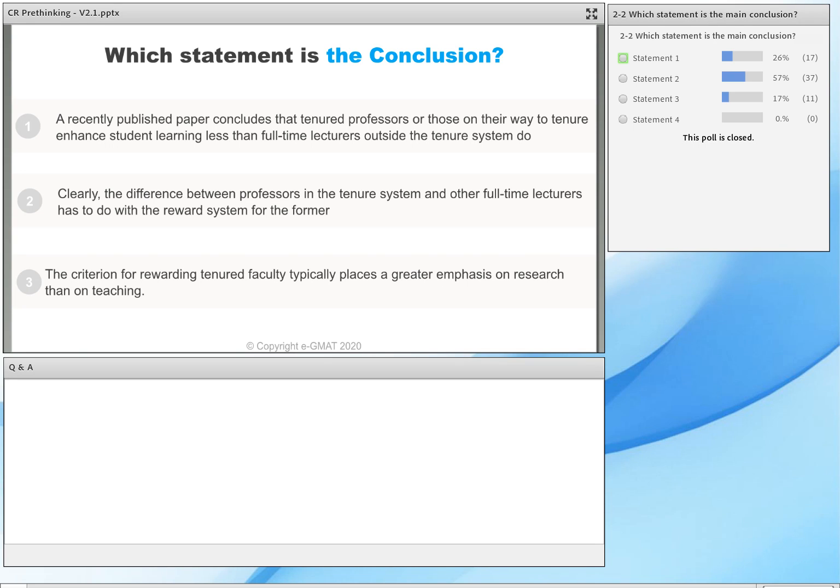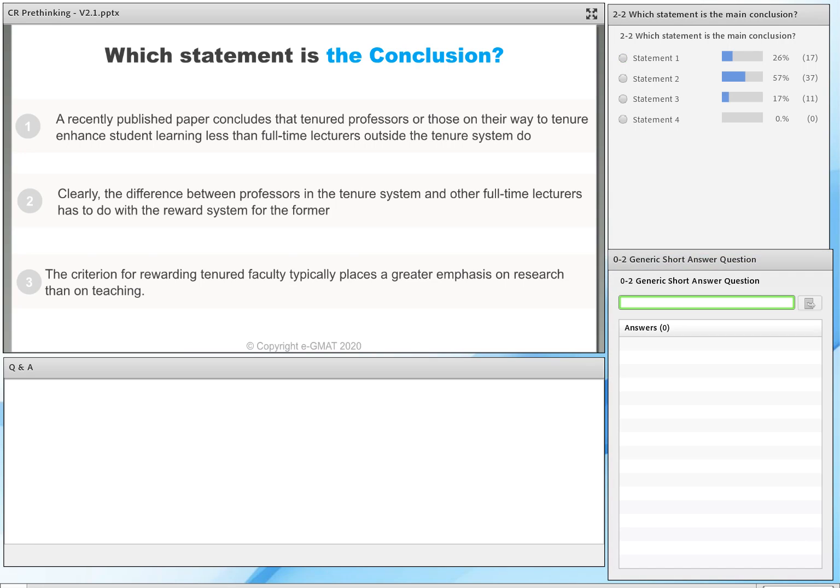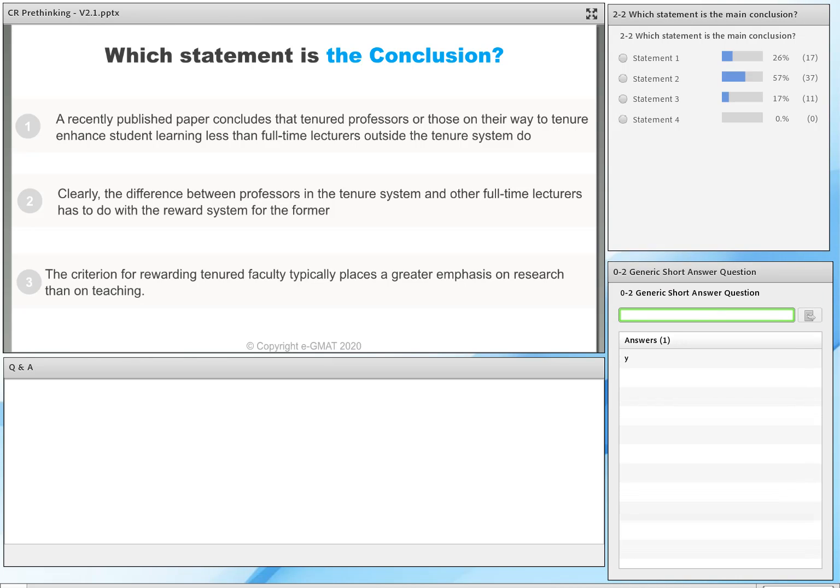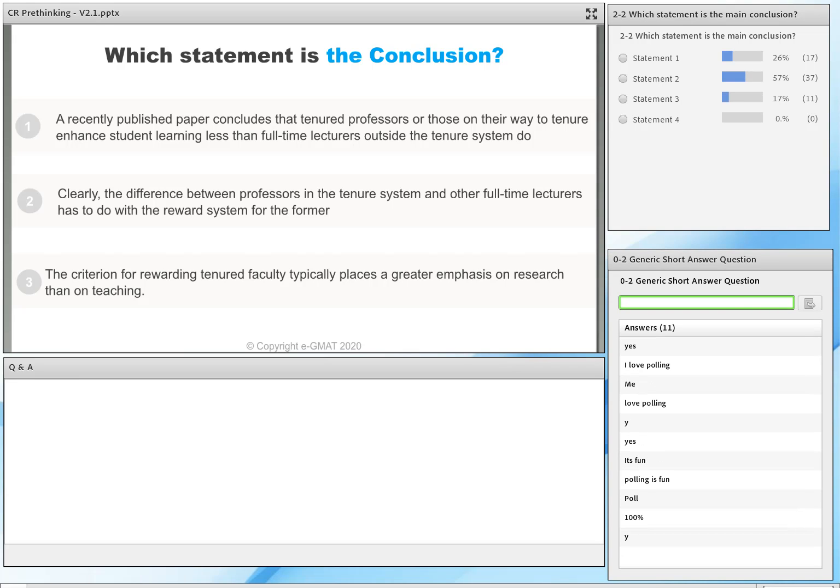and broadcast the results. Isn't polling fun? Let me ask you this. How many of you would rather that I don't ask you questions and just teach, or how many of you love polling and getting your inputs? What would you rather do? Polling is fun, right? Yeah. I love when you guys participate.